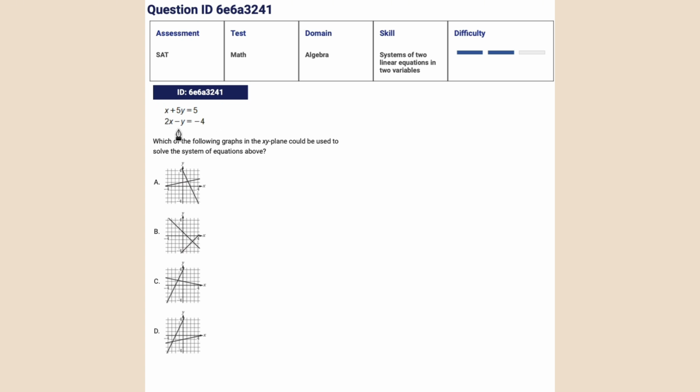Okay. So first of all, you can use Desmos. You can just type in these two equations and you would get a certain graph and you could match it with one of these. However, as always, we'll start solving this by paper first. Okay, so two equations, x plus 5y equals 5, and 2x minus y equals -4.